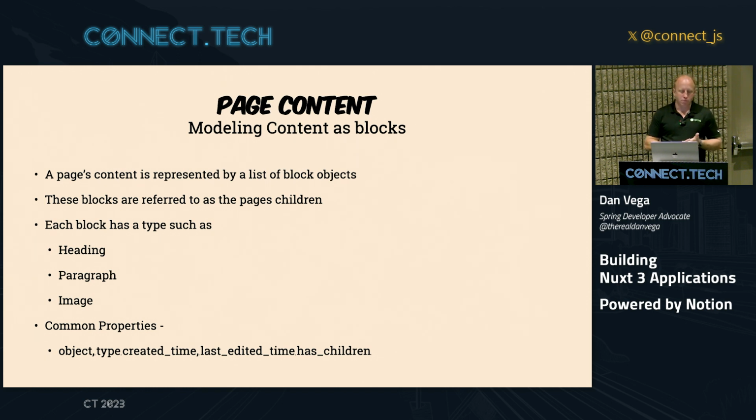They'll have common properties to each of them. So what is the object type? That could be paragraph, heading, image. When was it created? Last edited. Does that object have any children? Because you have to iterate over that to get all those. So you can't just call an API and say, for this page, give me the HTML that I need. You're going to get all of this raw content that you need to deal with somehow.